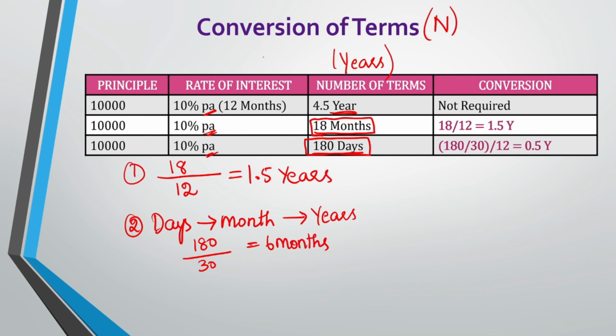And then when it comes to conversion of terms, we have to write the number of months given in the question in the numerator. So in our case, it is going to be 6, which will be written in the numerator, divided by number of months in a year, which is 12. So when you solve it, you get 0.5 years.